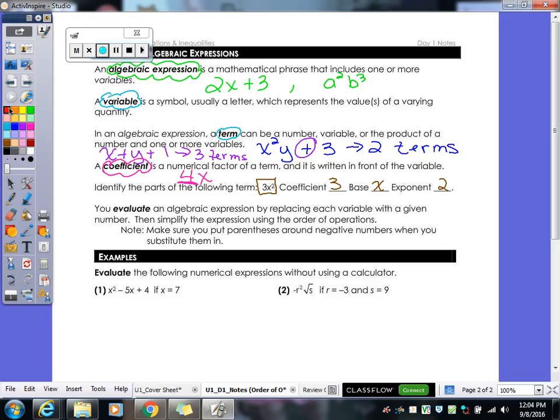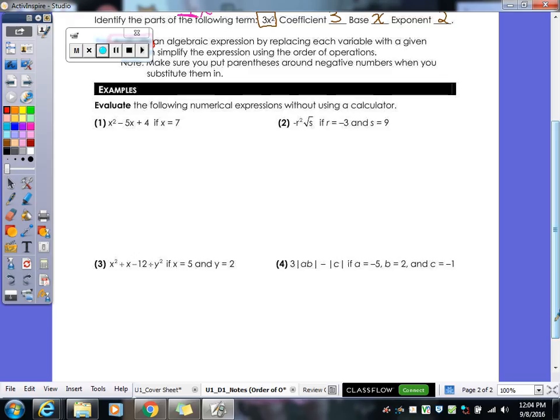And then you evaluate an algebraic expression because they tell you a number to plug in for your letter. And then you follow your order of operations like we were doing up on the front page. So if we take a look at our first example, we're given x squared minus 5x plus 4. What do they want us to plug in for x? A 7, because they tell us x equals 7. So you really want to use parentheses when you go to plug in any number for your variables.